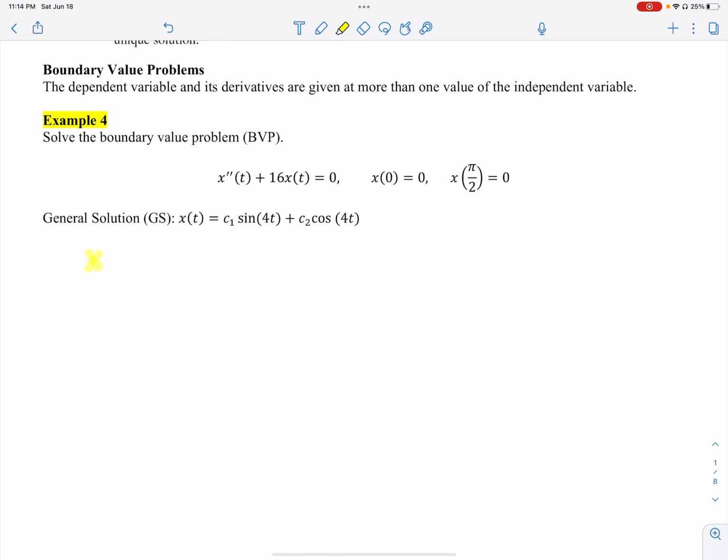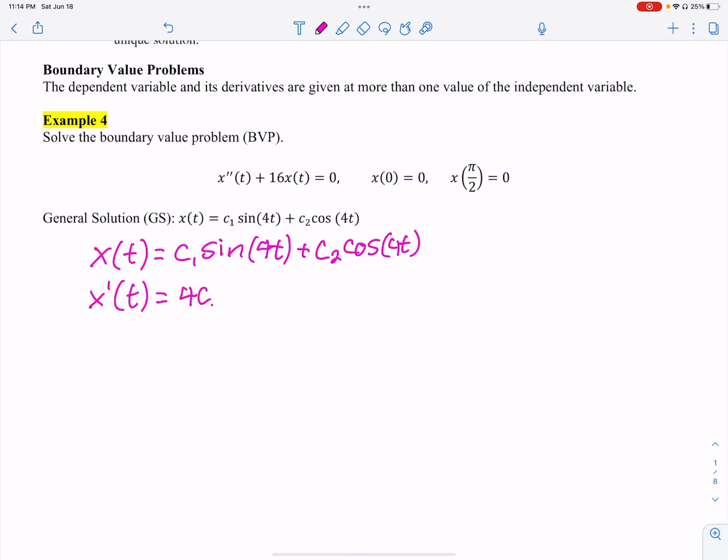So we have x of t, c1 sine 4t plus c2 cosine 4t. I'm just going to rewrite it real quick so I have it all in the same color. Now I am going to find my derivatives. X prime, we get 4c1 cosine of 4t, and then the derivative of that cosine is going to be a negative, and I get a 4 from the chain rule for that too. So there is my derivative for x.